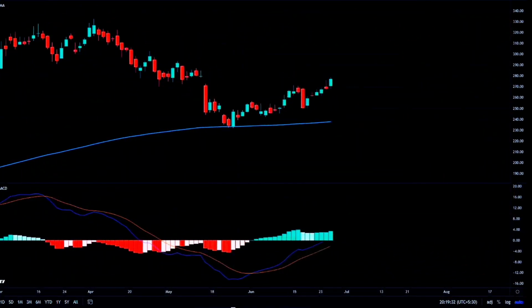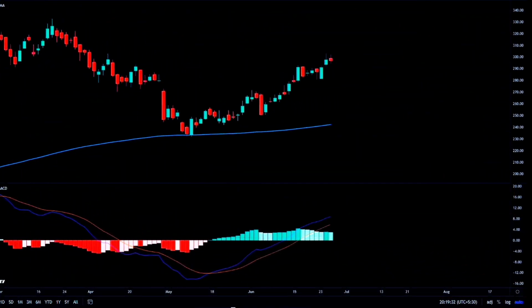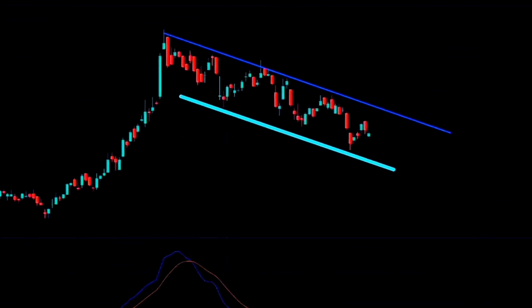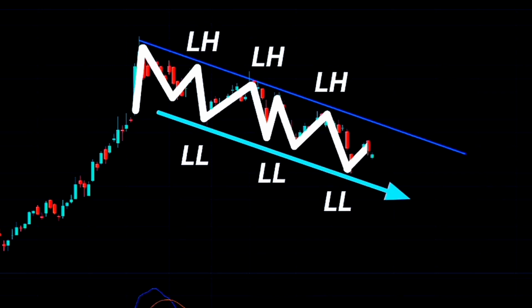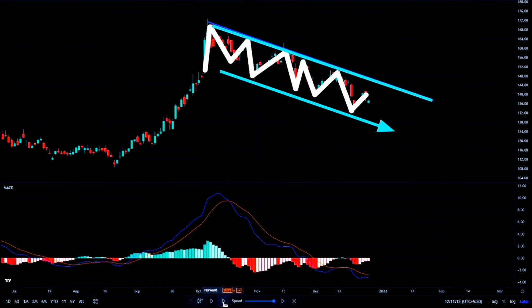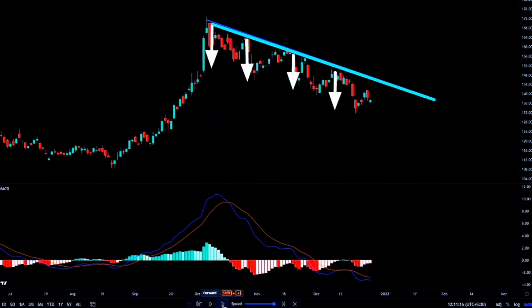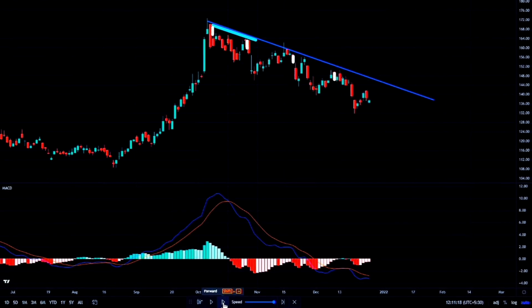Strategy 2. Combining MACD with price action. Now for our next strategy, we will combine MACD with price action. Here you can see a downtrend, the stock is creating lower lows and lower highs as it moves downward. Since this is a downtrend, we'll draw a trend line above the price. You'll notice that at this level, the price gets rejected multiple times and goes downward. So we've drawn a trend line at this level.